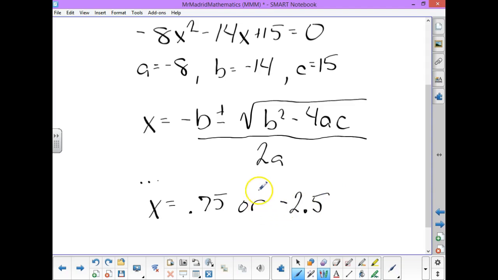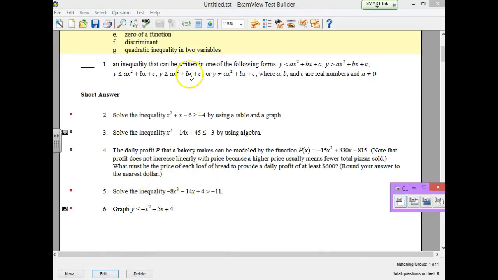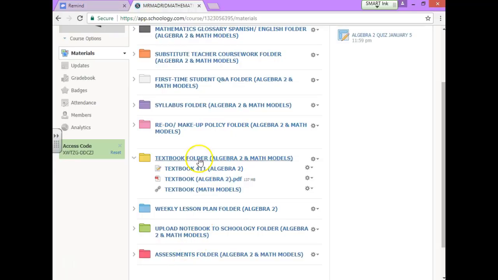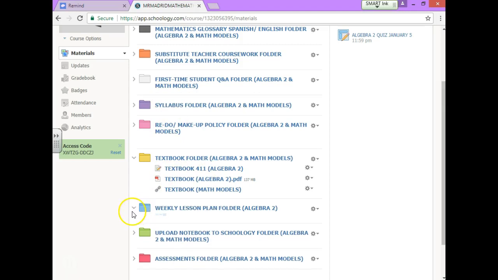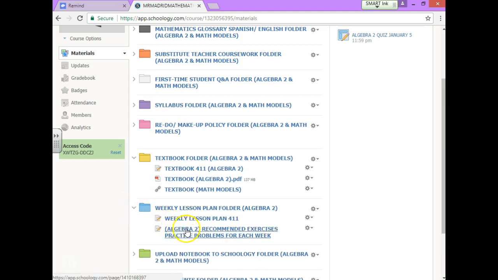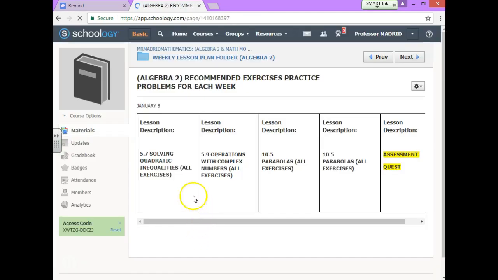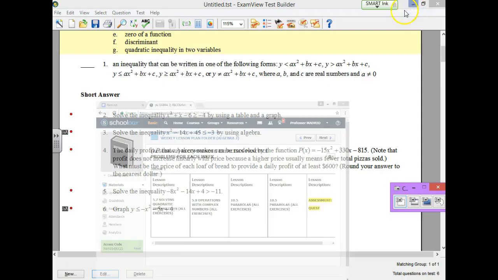At the very minimum, besides doing the practice problems that are recommended to you, let's look at what we're talking about here. Under weekly lesson plans, if you click here, it says Algebra 2 recommended exercise, so I click there. It gives you specific problems. In this case, you want to practice as much as possible, so all exercises are recommended, but in the future I'll maybe pick out a few in particular.